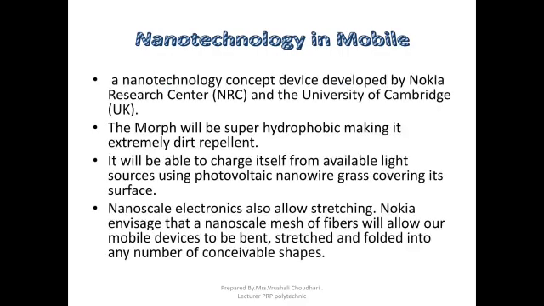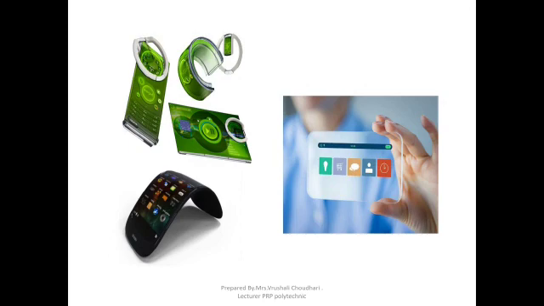Nanotechnology in mobiles. Due to nanotechnology, mobiles can charge themselves from available light sources using a photovoltaic nanowire which converts light into energy on its surface. Nokia is using this nanoscale technology, which allows mobile devices to be bent, stretched and folded into any number of conceivable shapes.